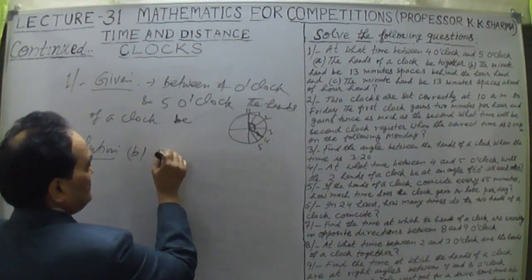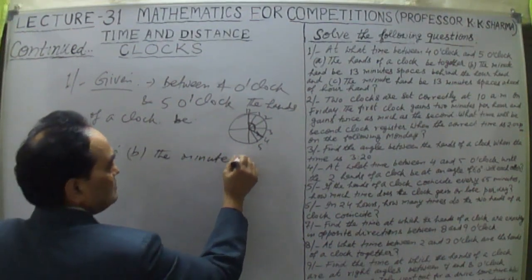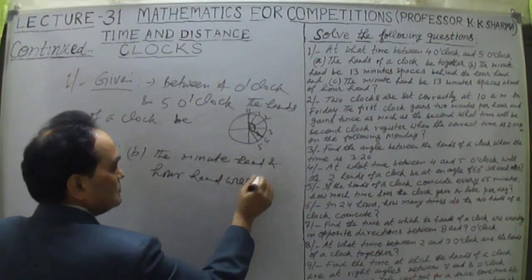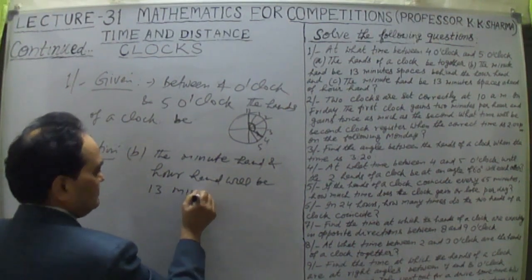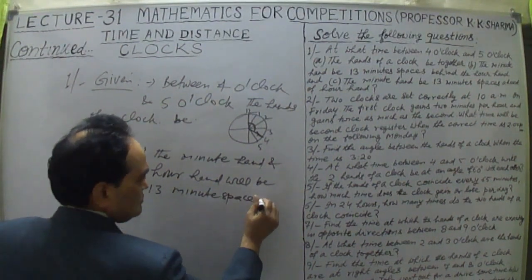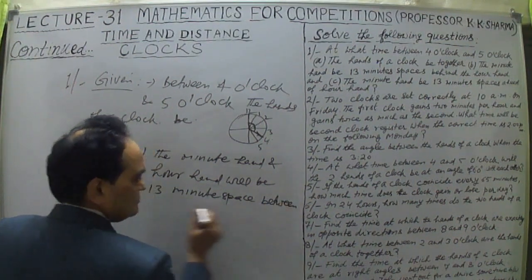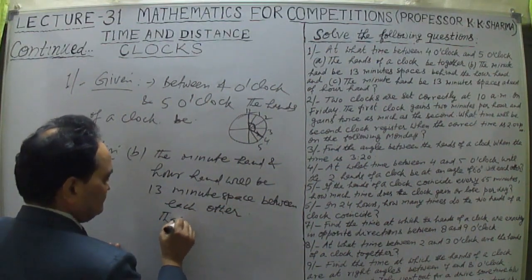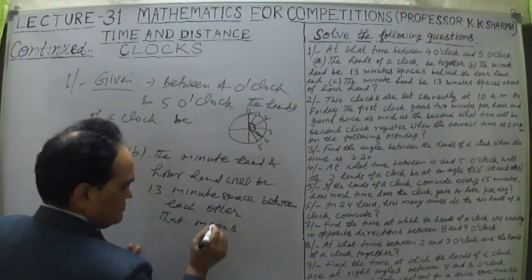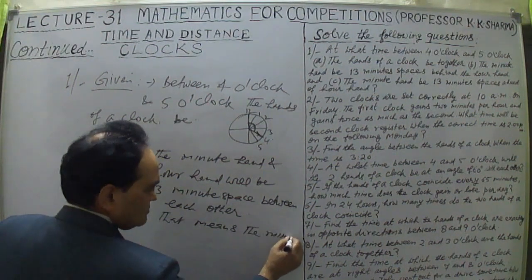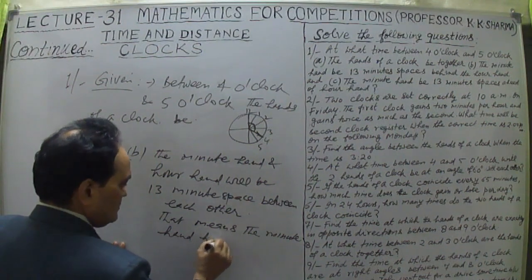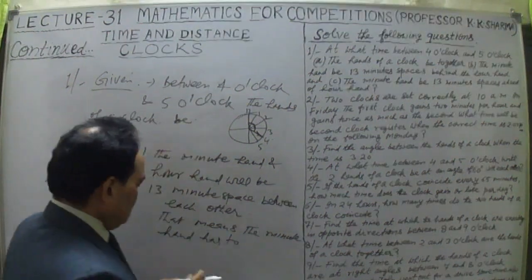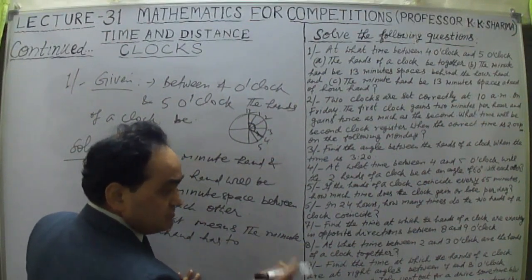Let me just talk about the minute hand and hour hand, which will be 13 minutes space between each other. That means the minute hand has to gain how much? Initially they are 20 minutes apart. So they have to gain 20 minus 13, which means 7 minutes gain.